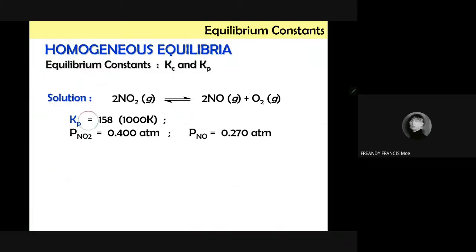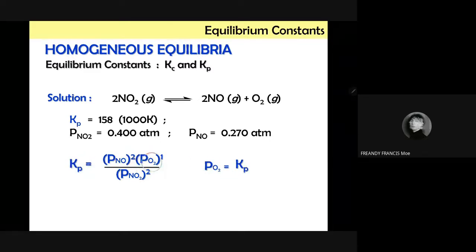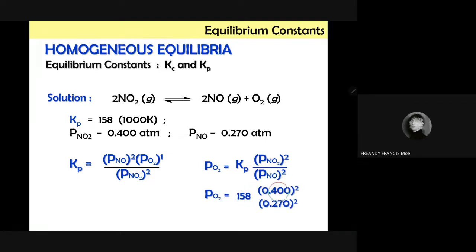So first of all, kita tahu KP 158, PnO2 dan juga PnO adalah seperti berikut. Kita tulis KP dia like this, and then kita rearrange untuk cari PO2 sama dengan KP darab PnO2 square bagi PnO2 bagi PnO square. Substitute the value, kita akan dapat 158 darab dengan concentration here, and we will get the answer 346.8.